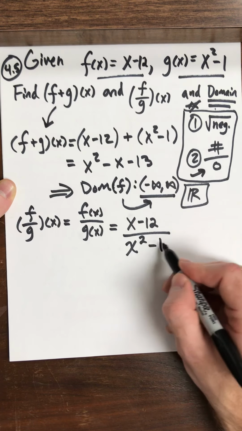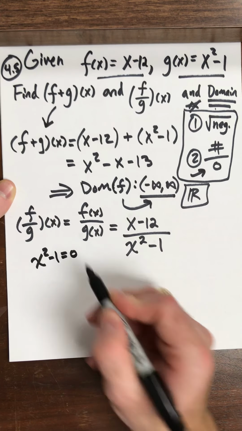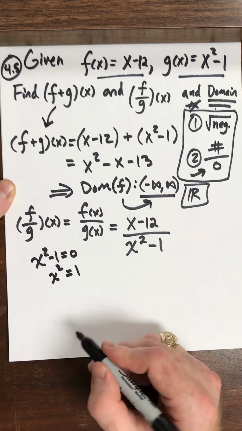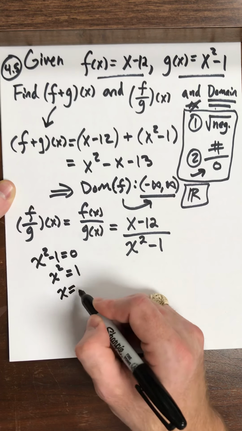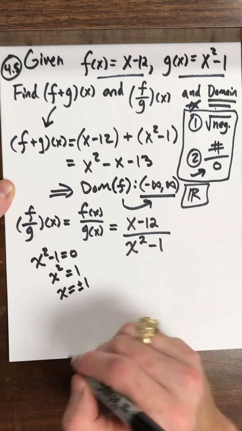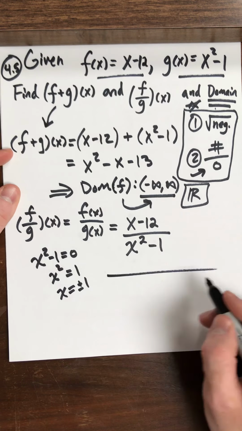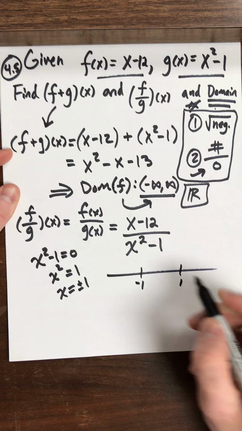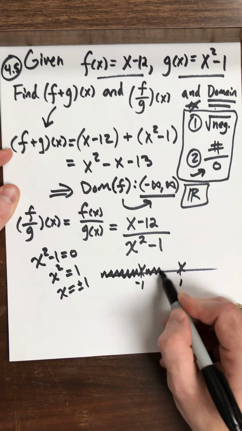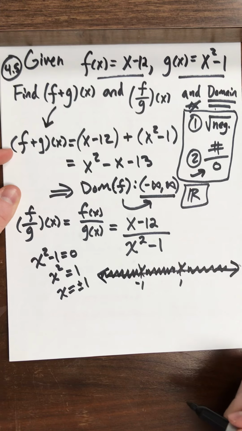So how do I figure out what numbers make this 0? Well, guess what? I set the denominator equal to 0 and solve for x. Add 1 to both sides, x squared equals 1. Square root, I get x is equal to plus or minus 1 here. So my bad values of x I can't have are 1 and negative 1. So if you're looking at a number line, I need to mark negative 1 and 1 as values I've got to skip over. So everything works except those two values.